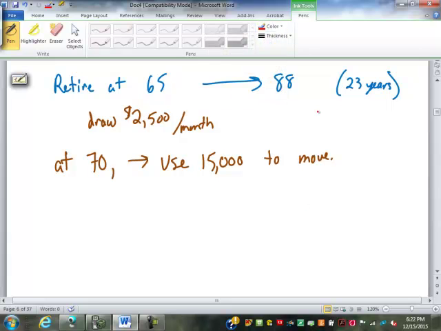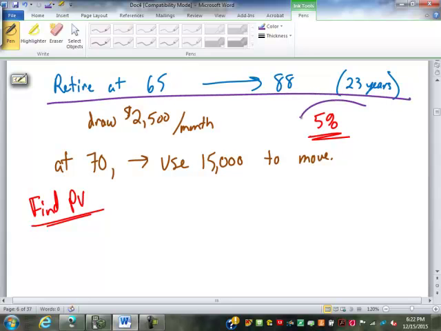If we assume that we are capable of drawing 5%, earning 5% interest, find the lump sum. Find that present value, that large amount that we need to start with to make this all happen. So this is really two separate problems that are added together. First, let's do the present value of the annuity, the 23 years at 5% and $2,500 a month.